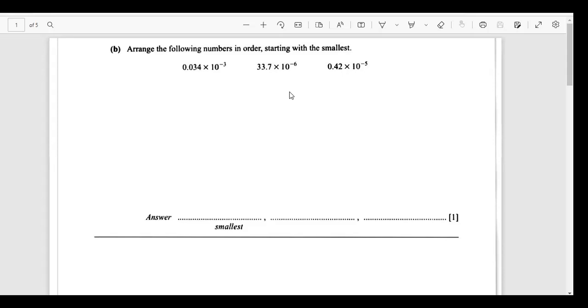For example, the very first example says, arrange the following numbers in order starting with the smallest. If you're starting with the smallest, you will be going from smallest to largest. This is going to be the question type. The difficult part is that the numbers the examiner gives would not be very straightforward. The numbers would be a bit complicated. You need to convert the given numbers into an easily understandable form, just so we are able to compare numbers.